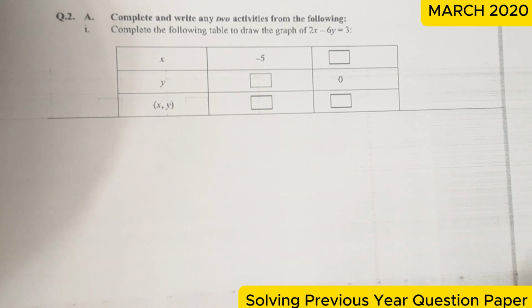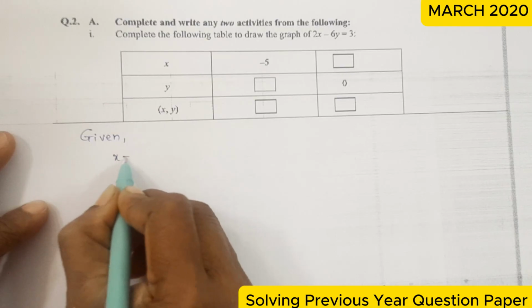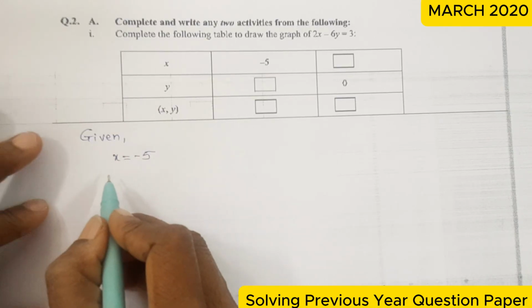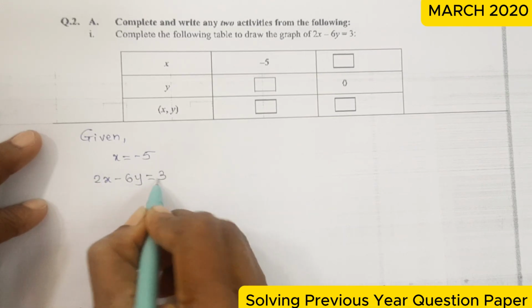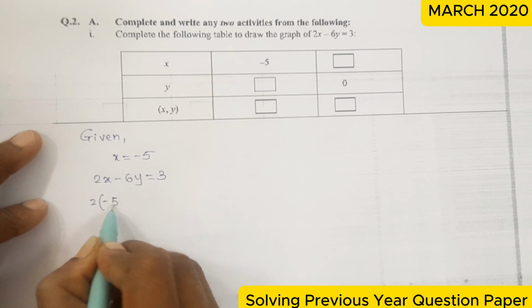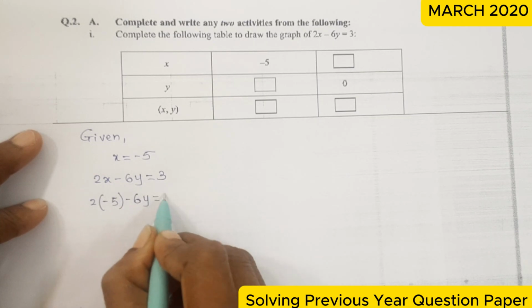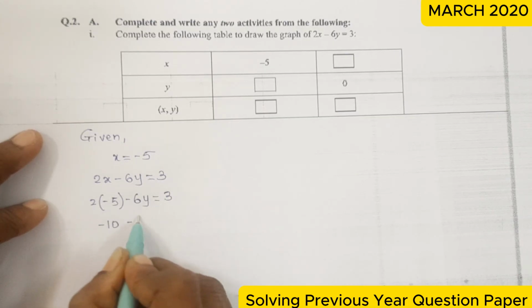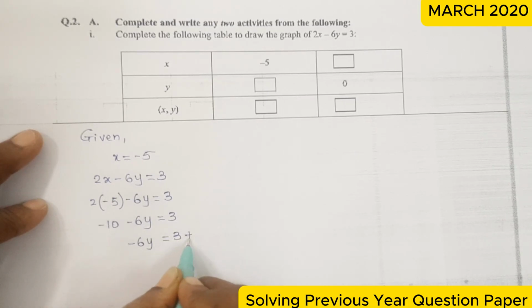So here first I write that in the given x is equal to minus 5. So here students, the equation is 2x minus 6y is equal to 3. Now I substitute x as minus 5. Then 2 multiply minus 5 minus 6y is equal to 3. So minus 10 minus 6y is equal to 3. So minus 6y is equal to 3 plus 10, because minus 10 shifts to the right hand side, so positive 10. So minus 6y is equal to 13.